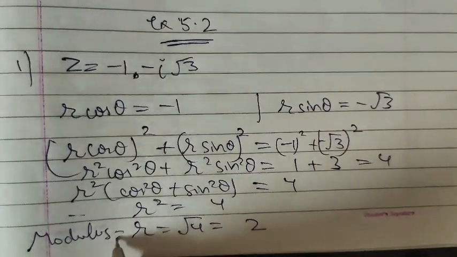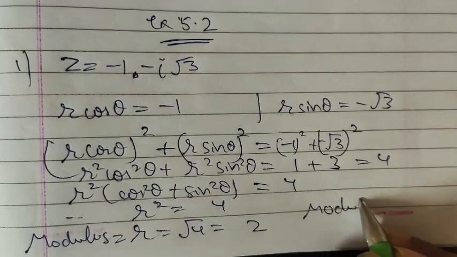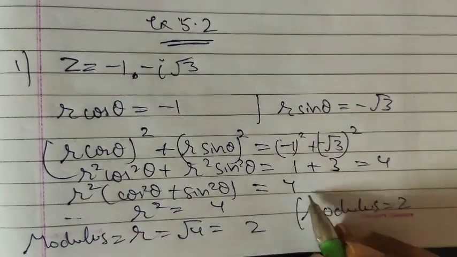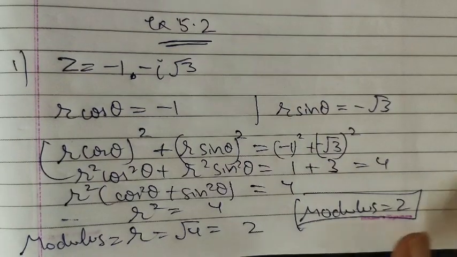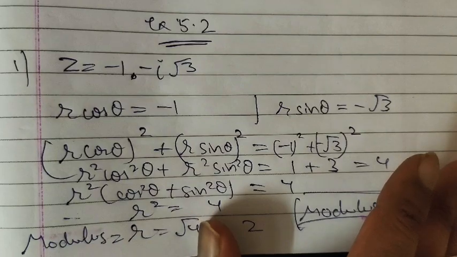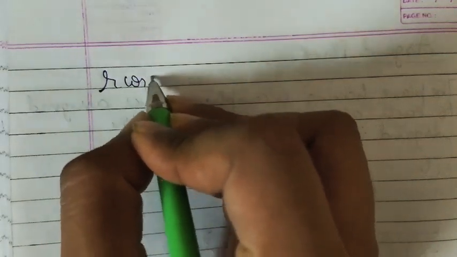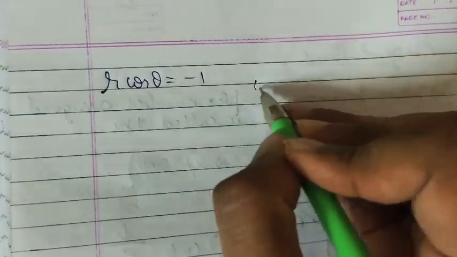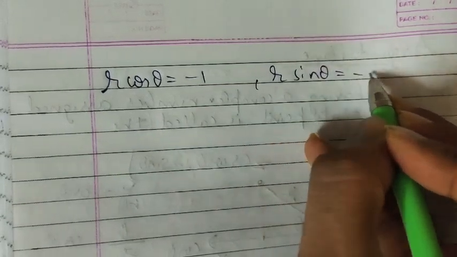Modulus is r, so modulus is equal to 2. Now r is equal to 2, so r cos theta is minus 1 and r sin theta is minus root 3. So r cos theta is equal to minus 1, r sin theta is equal to minus root 3.